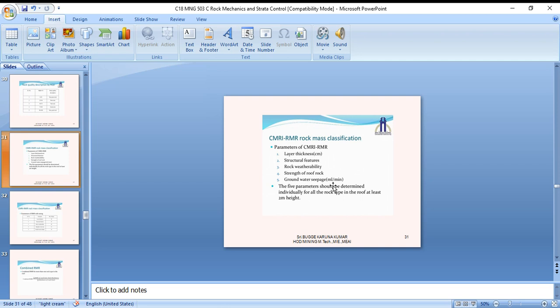So this is a generalized CMR recommended parameters for RMR. Layer thickness and structural features, rock weatherability, strength of the rock, groundwater seepages. The 5 parameters are determined individually for all the rock types in the roof at the 2 meters height.